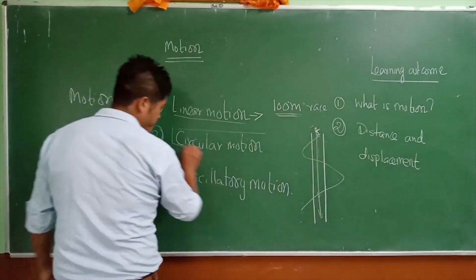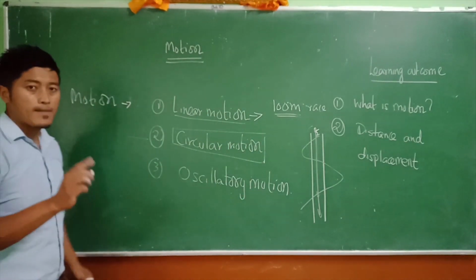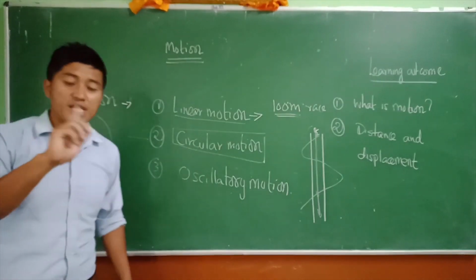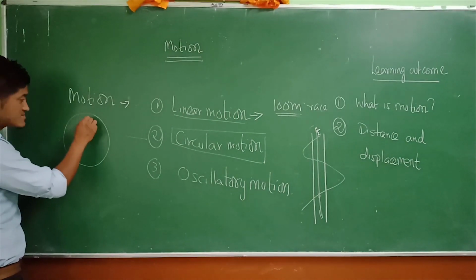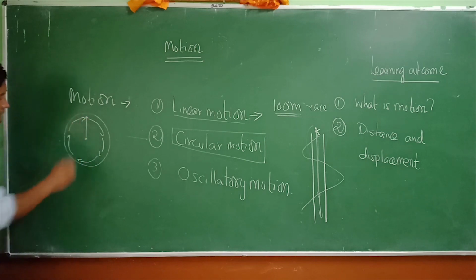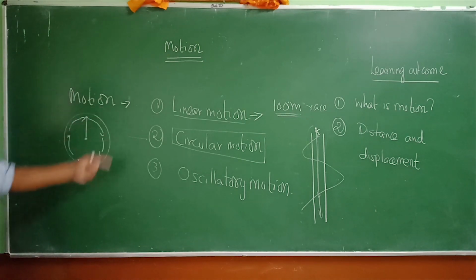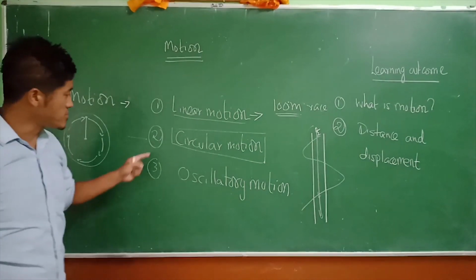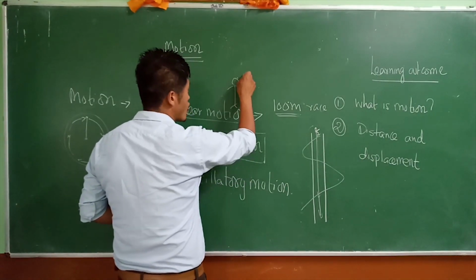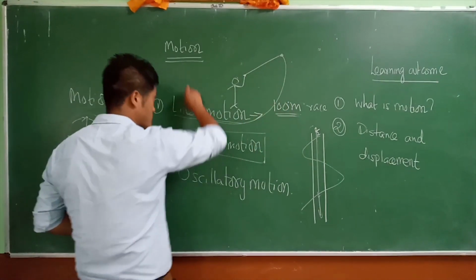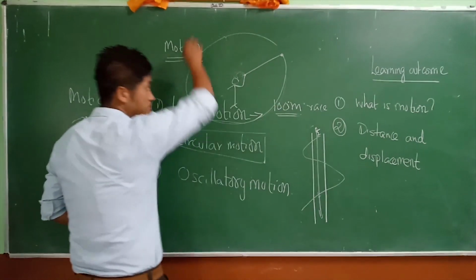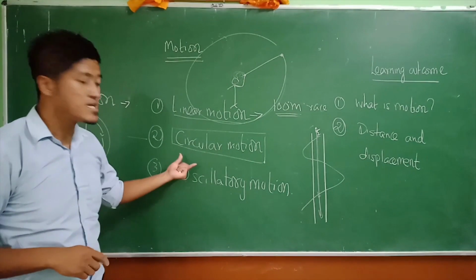Now the second one is circular motion. We can take the example of a clock. In a clock we have a minute hand and a second hand. Let's take the minute hand. From one center point, it covers some distance and finally comes back to its original position, and it keeps on repeating. Such motion, which moves in a circular way, we call circular motion. I can also take the example of a person who has a rope tied to a stone, and he is rotating it. From one center point, this rope is moving. Such motion in a circular way is what we define as circular motion.